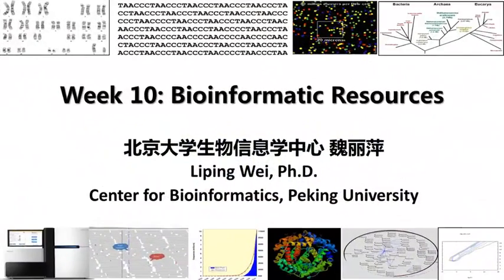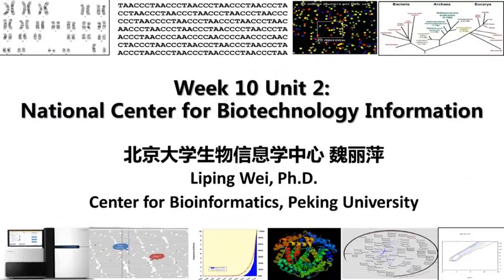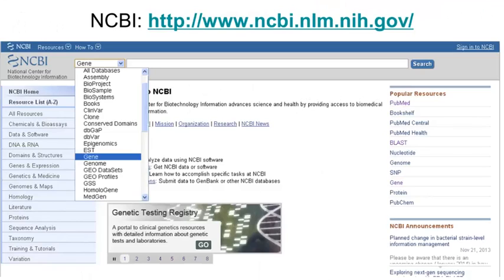Welcome back. Let's continue with our discussions of bioinformatics resources. In this unit, let's look at a few examples of databases and software at the National Center for Biotechnology Information, or NCBI. NCBI was established on November 4, 1988 as a division of the National Library of Medicine, NLM, at the National Institutes of Health, NIH, in the U.S. It has lots of raw data and secondary data, as well as a number of software tools. It is one of the resources that I use the most.